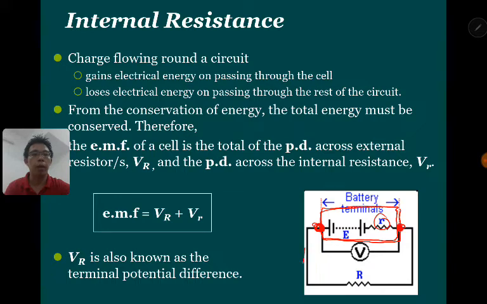Let's say we have another resistor here, and another resistor here. The total PD across all of this will give you the terminal potential difference. Let's say this one takes 2 volts, this one takes 2 volts, this one takes 2 volts, this one takes 5 volts, and this one takes 5 volts. If we total this 2, 2, 2, 5, 5, that will give us 16 volts. So the terminal potential difference, according to the values in my example, is 16 volts.